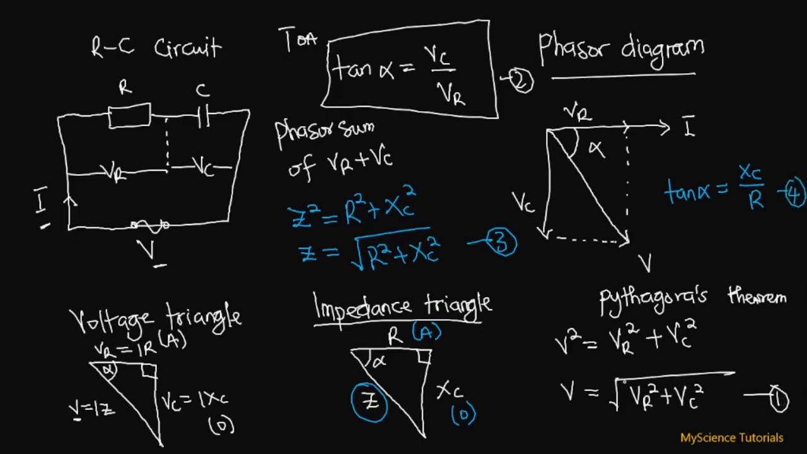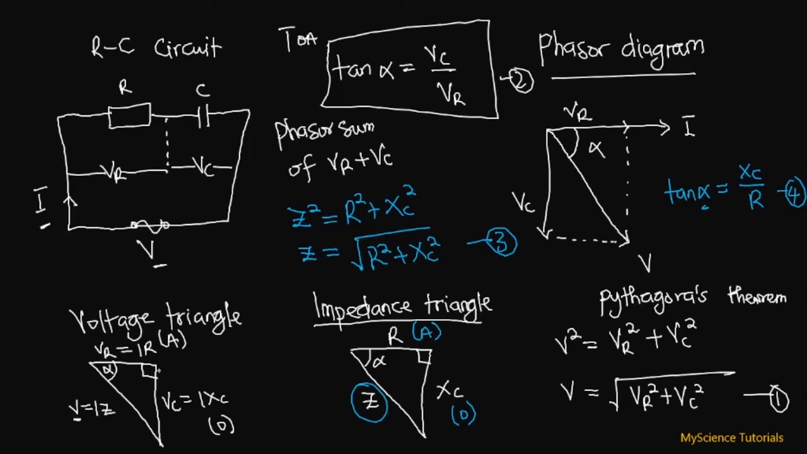So equation number 1, that is how to find the applied potential difference or the applied voltage. Equation number 2, how to find the phase angle when you have the capacitive voltage and then the resistive voltage. Equation number 3, how to find the impedance or the overall opposition to the flow of current in this circuit. And then equation number 4, which is something similar to equation number 2, that is how to find the phase angle when you have the capacitive reactance and then the resistance of the resistor in your equation. So these 4 equations are very, very important, and let's keep them in mind.